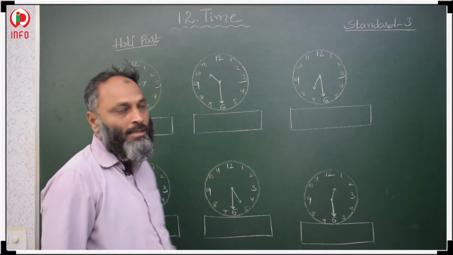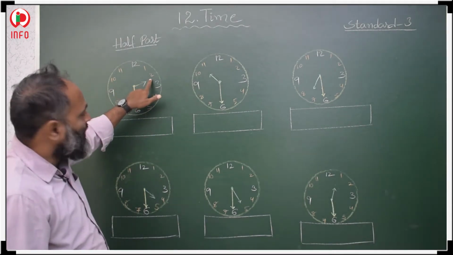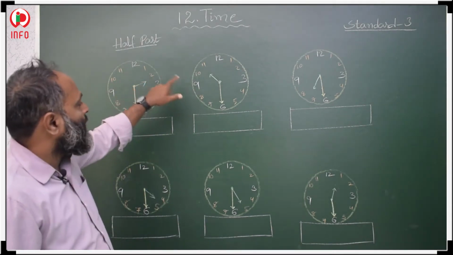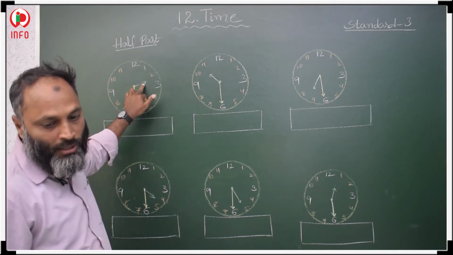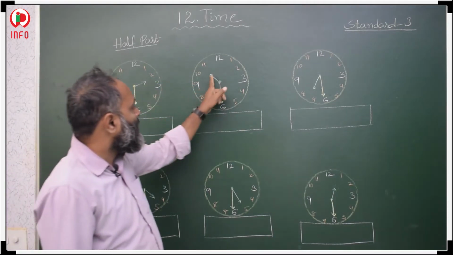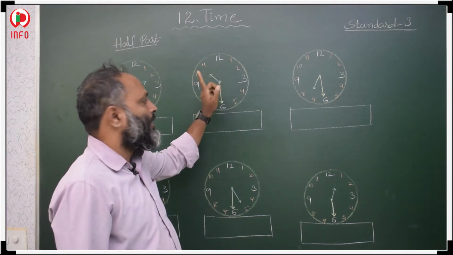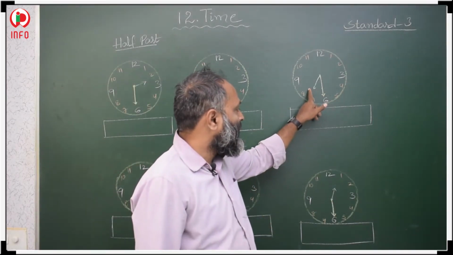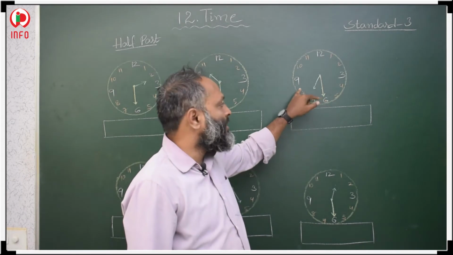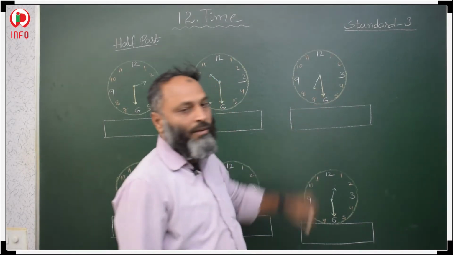Half past. Here the hour hand is at 2, in between 2 and 3, it means 2. Half past 2. Here the hour hand is in between 10 and 11. It means half past 10. Here the hour hand is in between 7 and 8. It means half past 7.